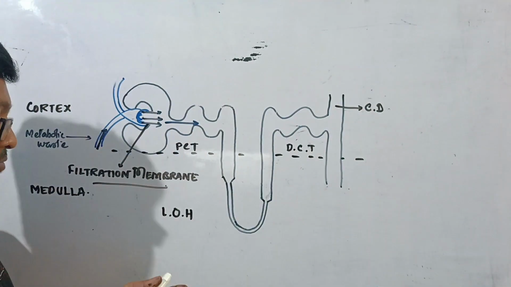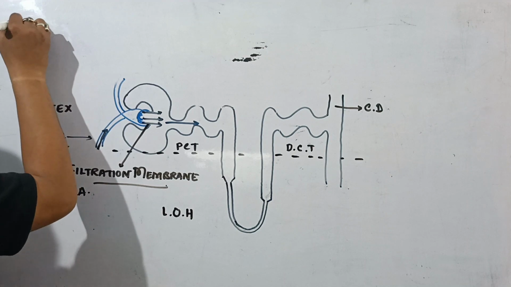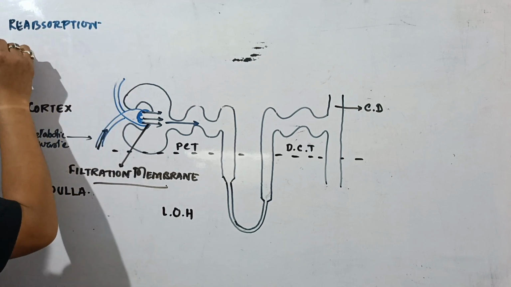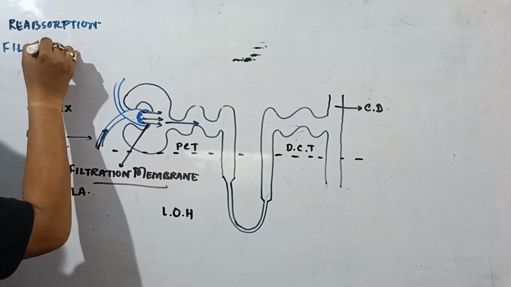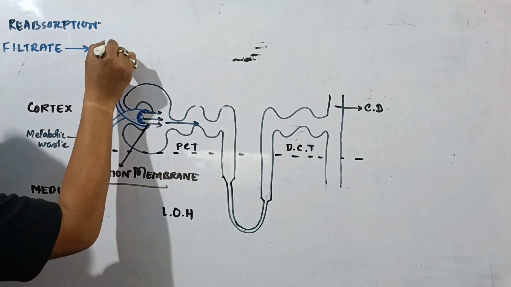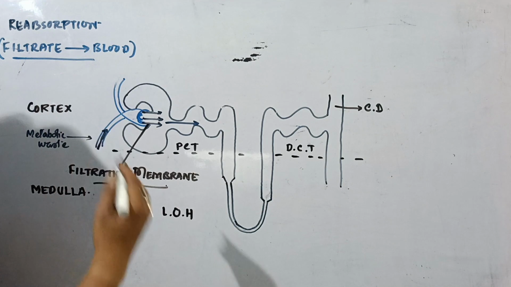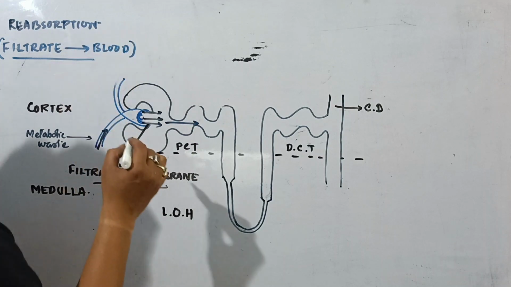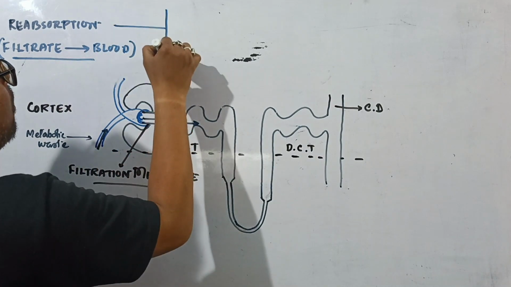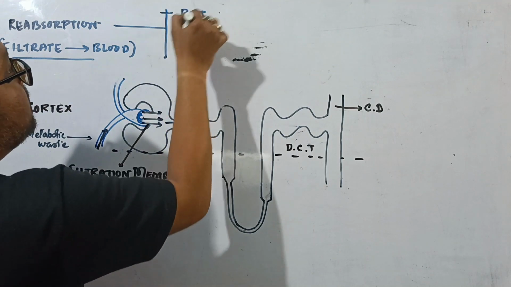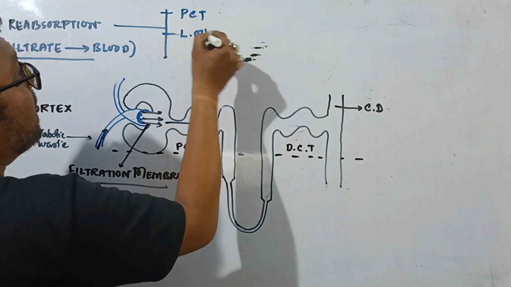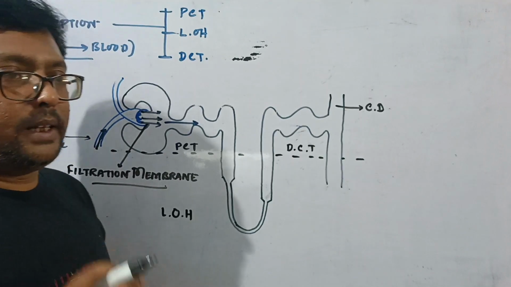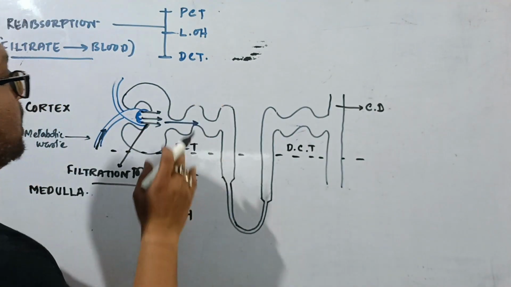Okay, anyway, reabsorption. So what we have learned earlier is that reabsorption occurs from filtrate to the blood and finally goes back to the body. Okay, anyway, so reabsorption basically occurs throughout the length of the tubule, which involves PCT, loop of Henle and DCT.